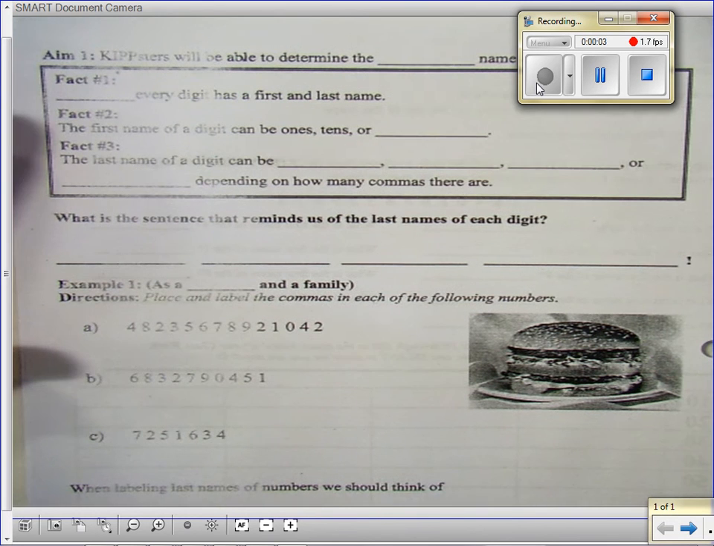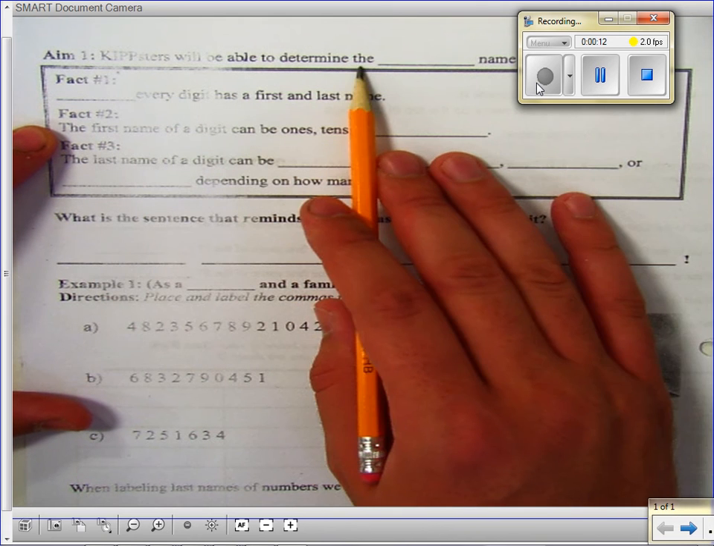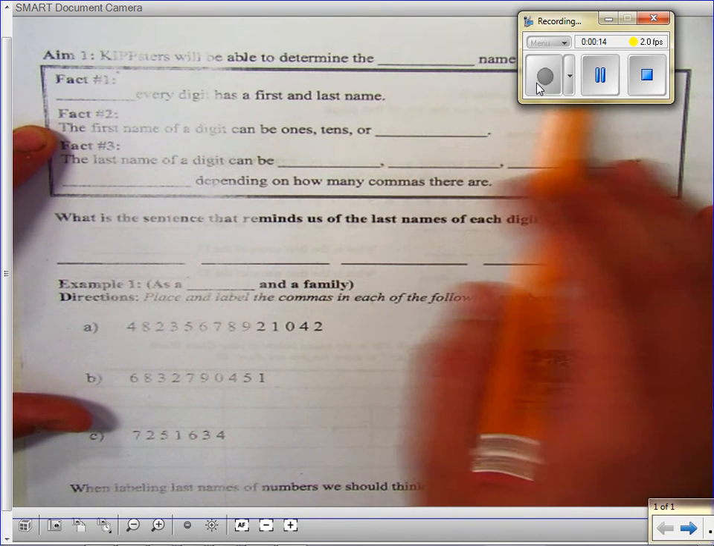Keep your pencils down on top of your name tag until I tell you to pick them up. The aim for today, Kipsters, will be able to determine the last name of a digit.